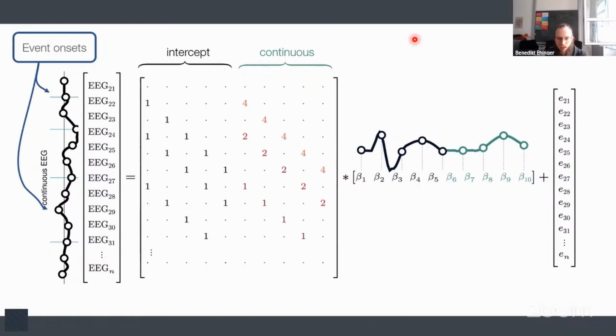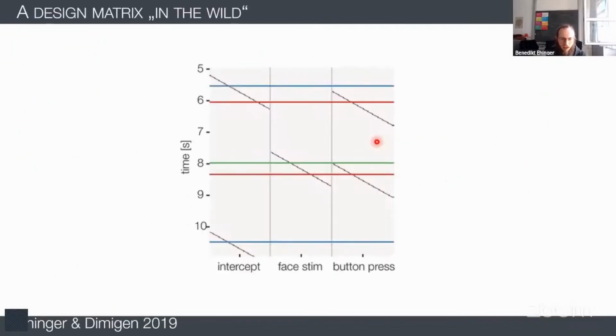How does this now look in the wild, right? This is a toy example, of course. In the wild, the design matrix would look something like this. Again, I plotted it the same way. So you have time here, and then you always have the staircases depending on, here we have, this is also some kind of simulation with a button press, maybe a button press event, maybe a phase stimulus event. I forgot what the intercept is. Okay, but it doesn't matter.